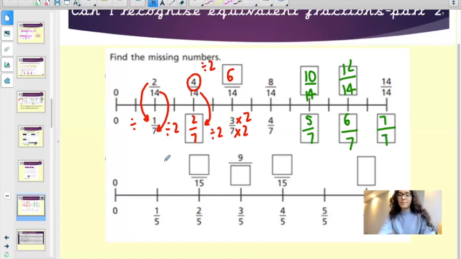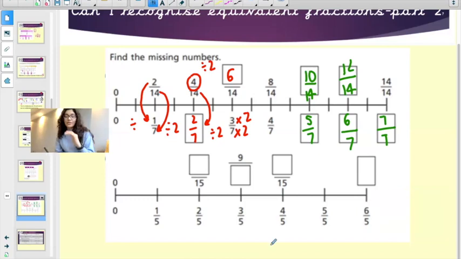Next fraction at the bottom here, I'm just going to move the camera so you can see it nice and clearly. This number line now has not been divided into 7 or 14 parts. It's been divided into 5 and 15 parts. Can you fill in the missing fractions there? Have a go.